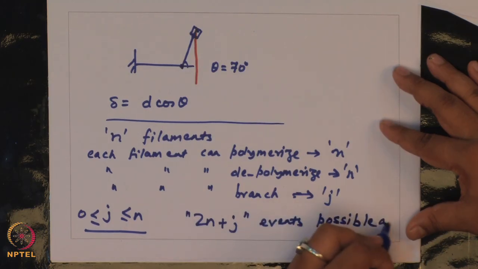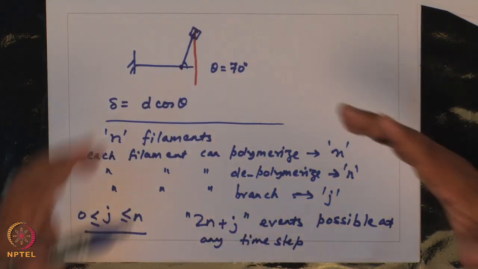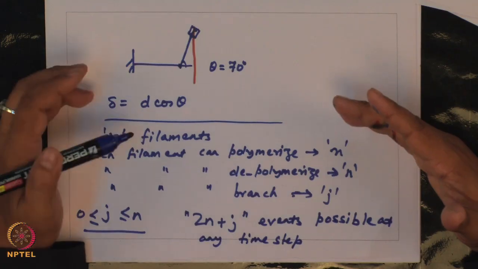possible at any time step. So, in Monte Carlo, at any time step you only fire or trigger one of the events. So, at any time step you can have a polymerization event, a depolymerization event, or a branching event.